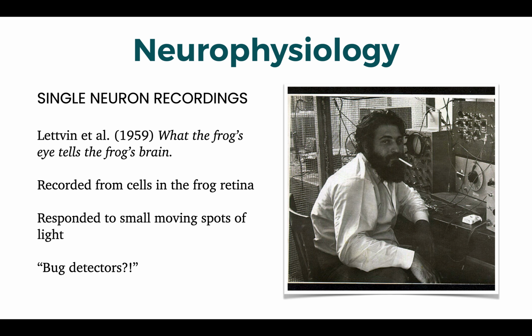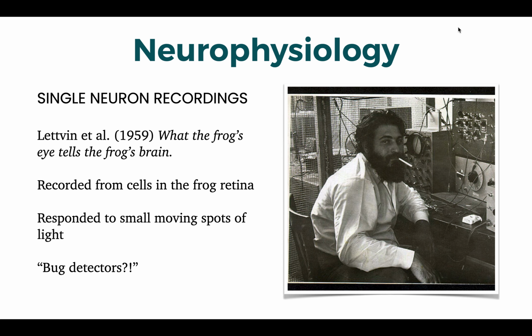He deemed them bug detectors, which was the first proposition of something called a feature detector, which we'll talk a little bit more about later. That is essentially cells that are specialized for particular features in the environment. This paper of his is still one of the most cited papers in the Science Citation Index. So it's a very popular, very influential paper.